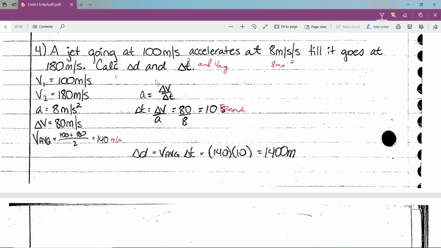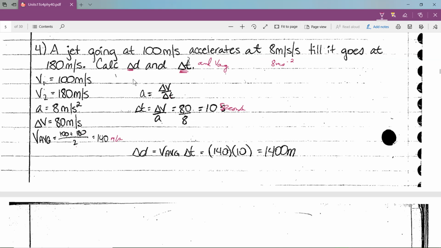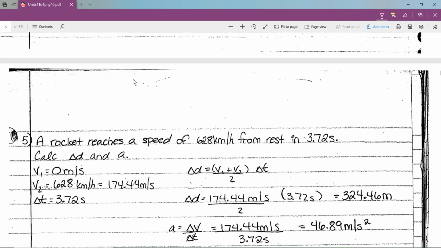And this is a point about questions. You don't always have to get the answers in the order in which they're listed. Sometimes it's helpful to get the delta t before the delta d. So beware of that. Sometimes it's more helpful to get something listed third before the first or second. Just get the right answers, right?